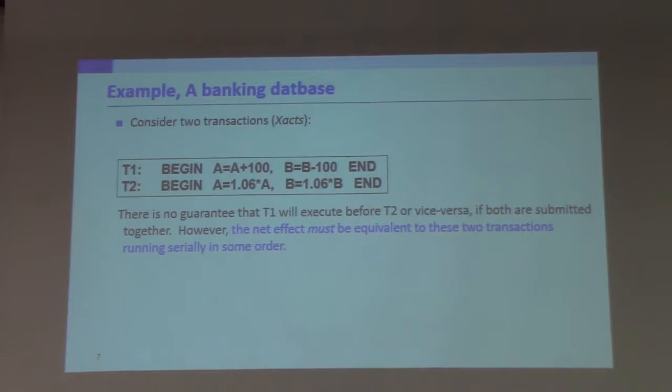Serializable isolation level says you must ensure the execution of these two transactions leaves the database in a state that's equivalent to either this or this. Right? That's what we mean by serializable isolation. So you can interleave actions from different transactions, but at the end of the day, it must be equivalent to either this or that.